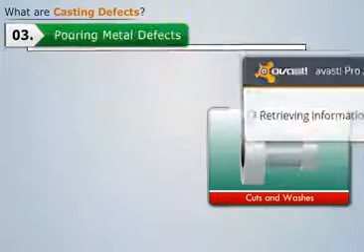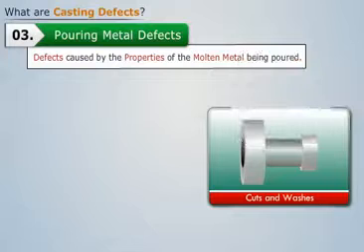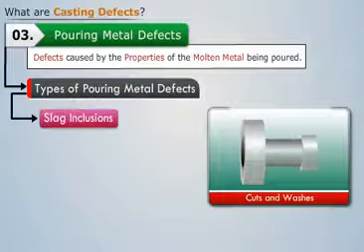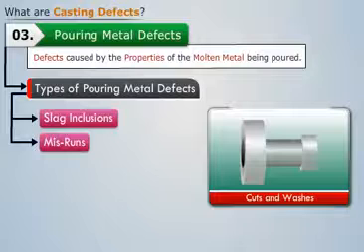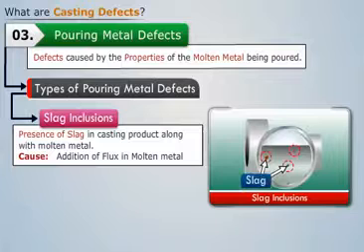Pouring metal defects. These are the defects caused by the properties of the molten metal being poured. These are further classified into slag inclusions, misruns. When flux is added in the molten metal to avoid impurities and oxide formation in the hot molten metal, some of the slag formed by the flux enters the casting. This presence of slag in the casting product along with the molten metal is known as slag inclusion.